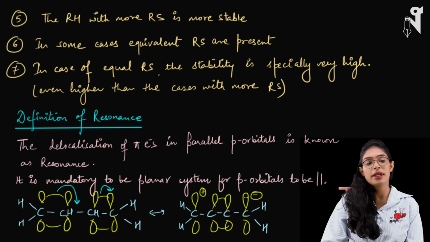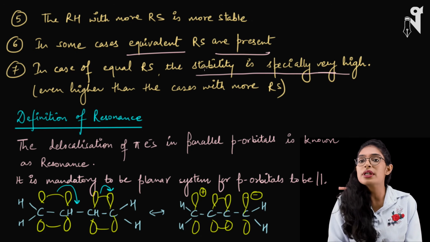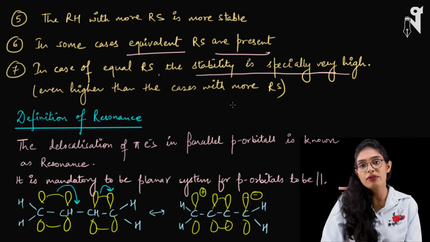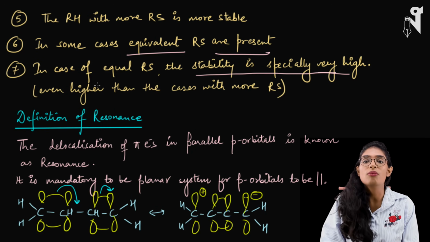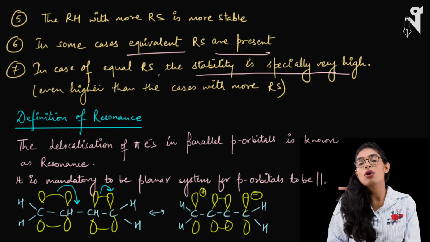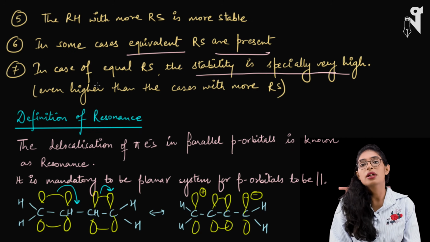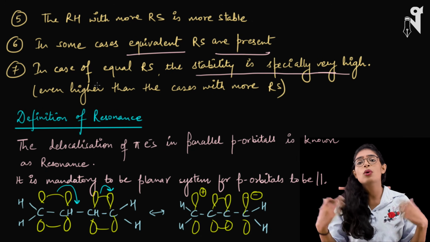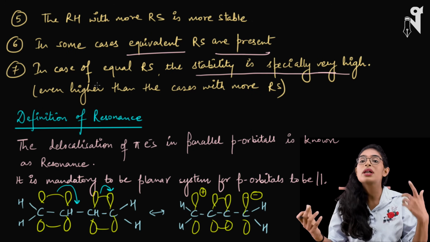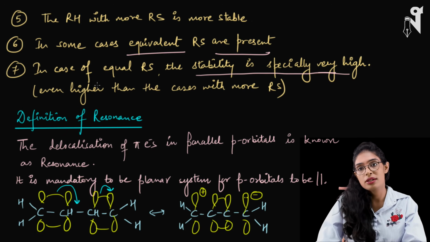So again, this is the next point. In some cases, equivalent resonating structures are present. Wherever equivalent resonating structures are present, stability is especially very high, and it is higher than those molecules which have more number of non-equivalent RS. So their number of resonating structures will not matter, but equivalent and non-equivalent will matter. If you are comparing 2 compounds both having non-equivalent resonating structures, then you will count the number. Whichever shows more resonating structures, that compound will be more stable.